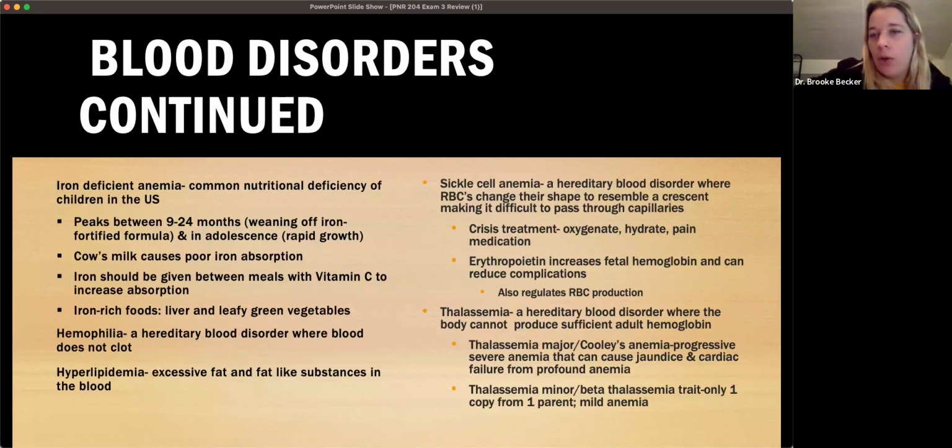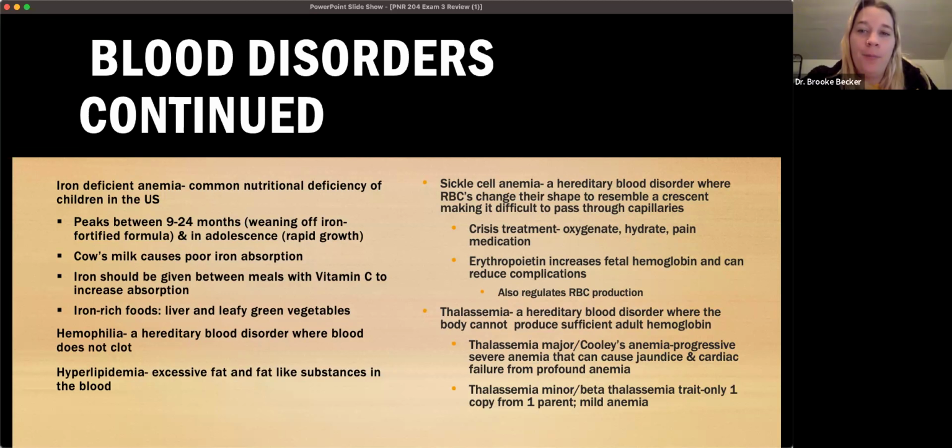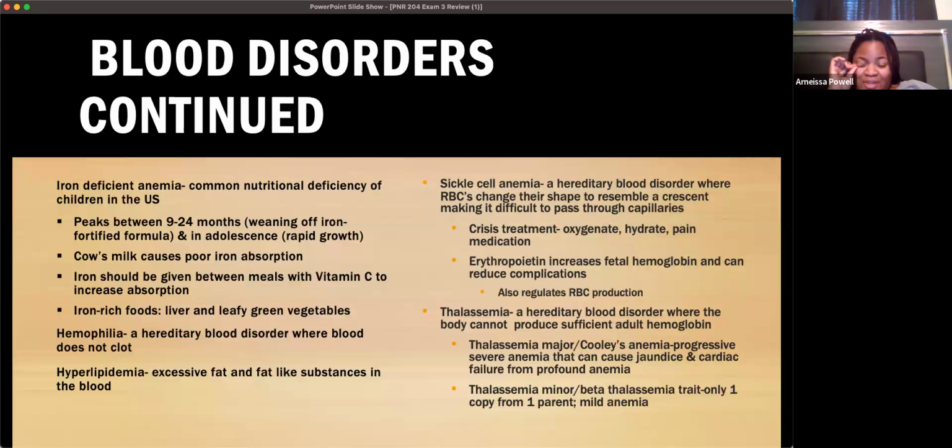And thalassemia, remember who's most at risk for thalassemia? What ethnicity? Mediterranean people. Okay. So people from the Mediterranean are more at risk for thalassemia. What about sickle cell anemia? African Americans, and also Hispanics, not Hispanic. Mediterranean. It is Mediterranean. So same thing, just like thalassemia.